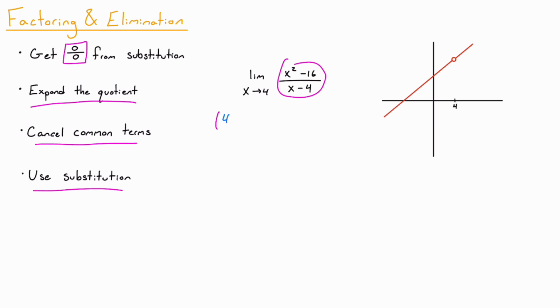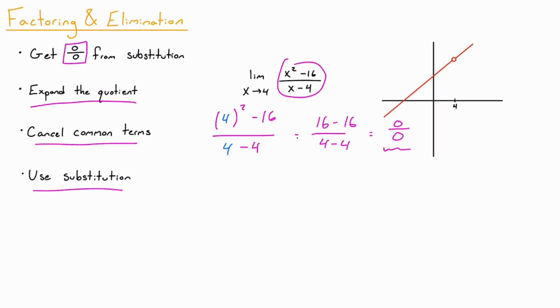So we plug in 4, this is 4 squared minus 16 over 4 minus 4, and this is equal to 16 minus 16 over 4 minus 4, which does in fact equal 0 over 0. So this 0 over 0 is our indeterminate form, which means that this is not the limit and we have to do something else to get the actual limit.